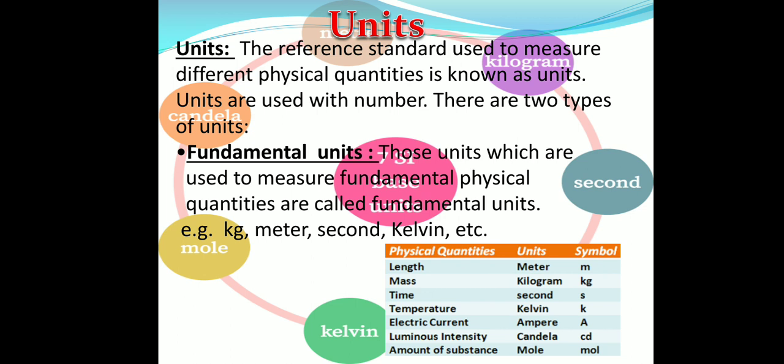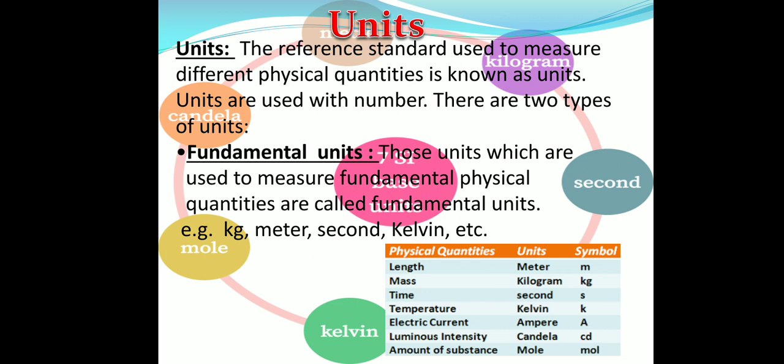For example, if I say 5 kg, the kg is the unit of mass. 5 second, the second is the unit of time. In this way, by using the units, we measure physical quantities. And there are two types of units. They are fundamental units and derived units.